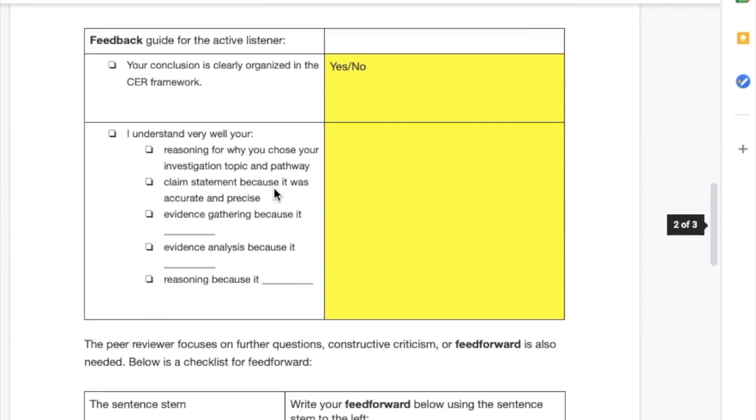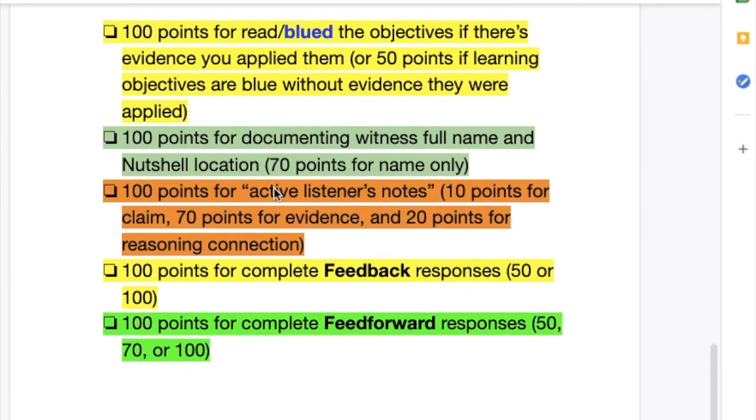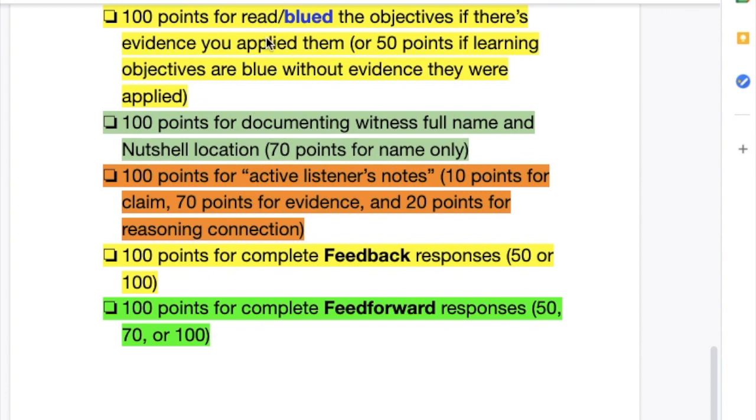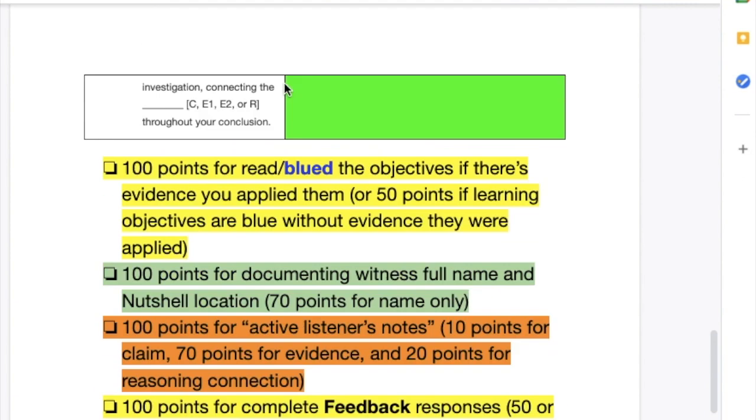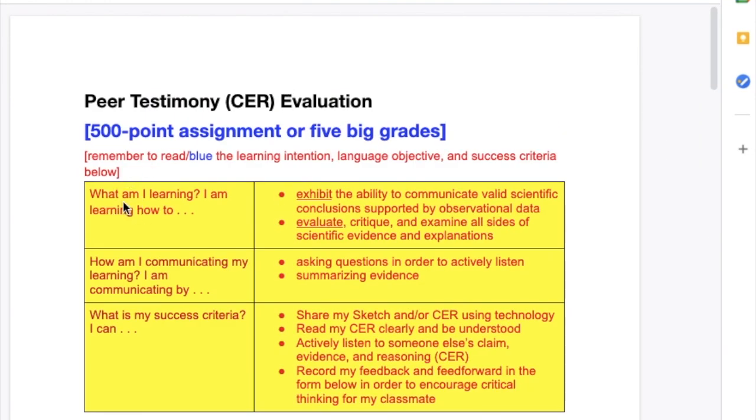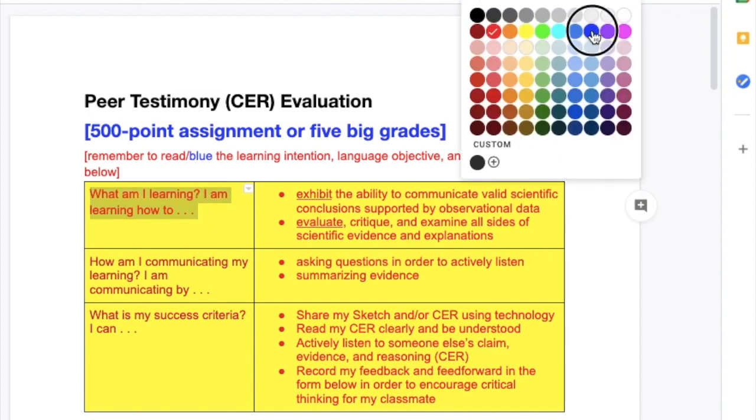I'm going to scroll back down to the bottom, talk about the grades because that gets attention. 100 points for read/blued the objectives if there's evidence you applied them, or 50 points if learning objectives are blue without evidence they were applied. Right here at the top, these are all red because you haven't read them yet. What am I learning? I am learning how to, and I'm going to turn that blue. Okay, I've read that question.